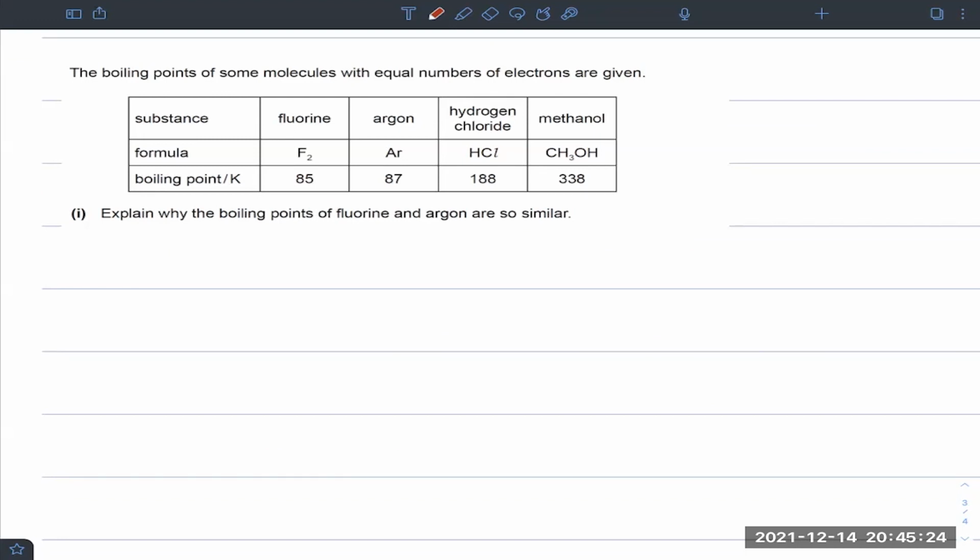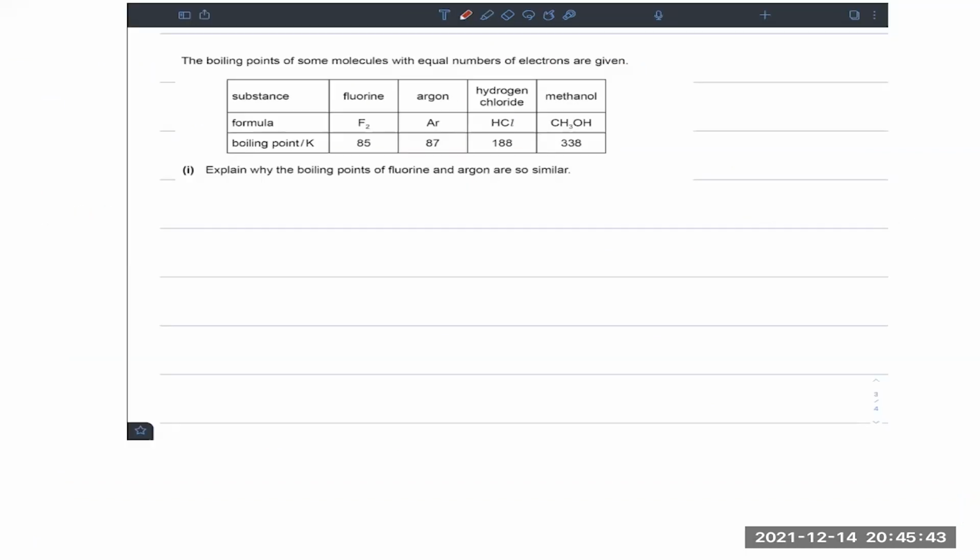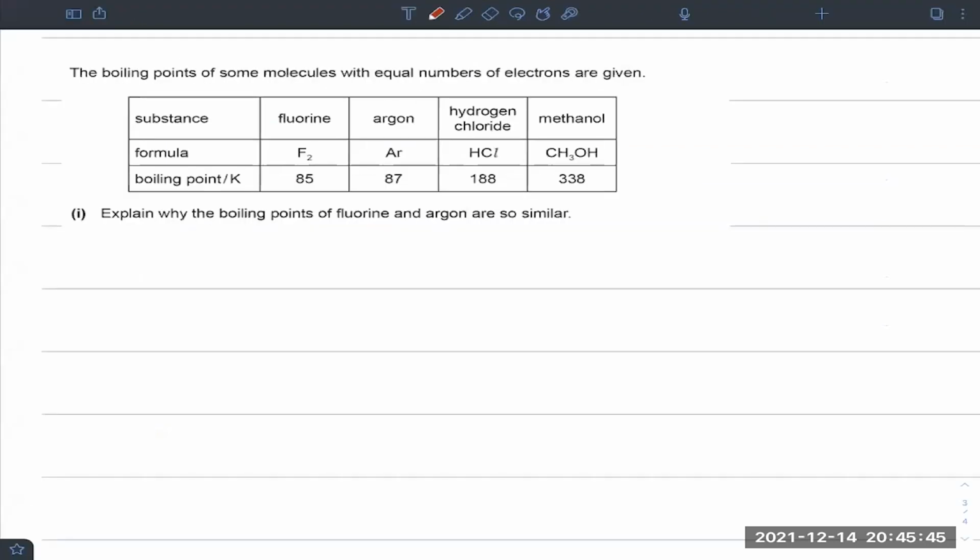The answer to this one is quite interesting. Think about it. Sir, is it because they both have London dispersion forces? They both have London dispersion forces, but there's one more thing. Because their boiling points are roughly the same, this shows the strength of forces is the same. And why would that be? Even though one is a molecule and one is an atom.